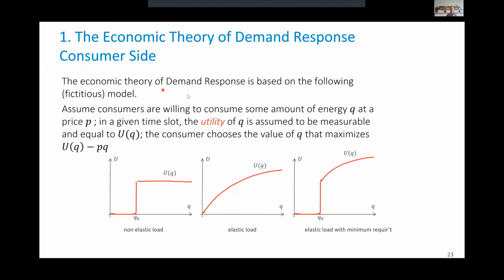So the economic theory of demand response, like many economic theories, is based on the assumption that users are rational and follow some utility maximization. So we assume consumers are exposed to price, they see a price, and as a result of price, they will buy some energy quantity Q. When the price is P, they will buy Q, and in order to know what to buy, we assume here that users are able, implicitly or explicitly, to formulate a utility function. The utility of Q says how much utility there is for you in buying that amount of energy.